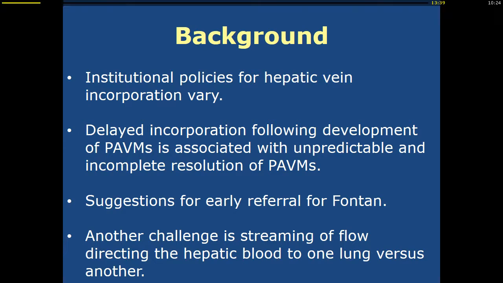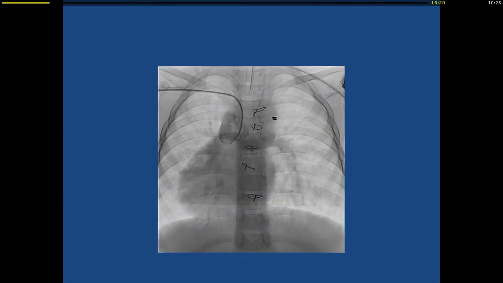and suggesting that maybe those patients should be referred earlier for a hepatic vein incorporation. The other challenge in those patients is the streaming of flow directing the hepatic blood to one lung versus another, the frequent presence of bilateral SVCs, because many of those have left atrial isomerism, and pulmonary artery stenosis complicate that further. So I'm going to talk about that a little bit more as well.